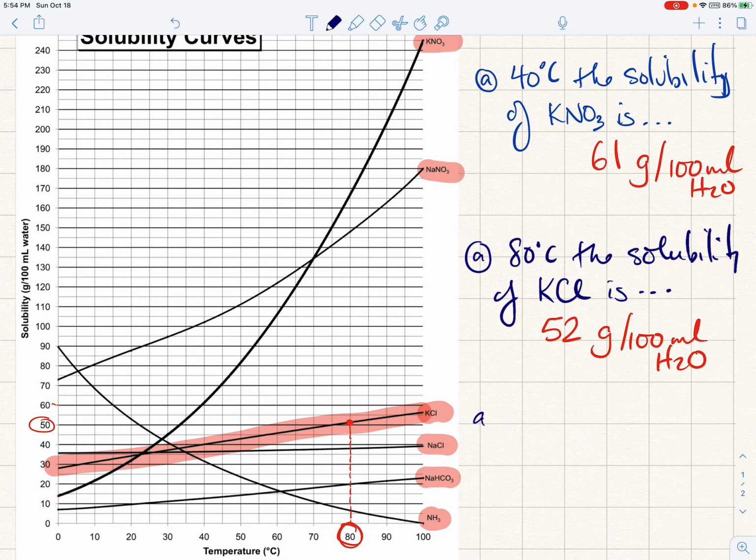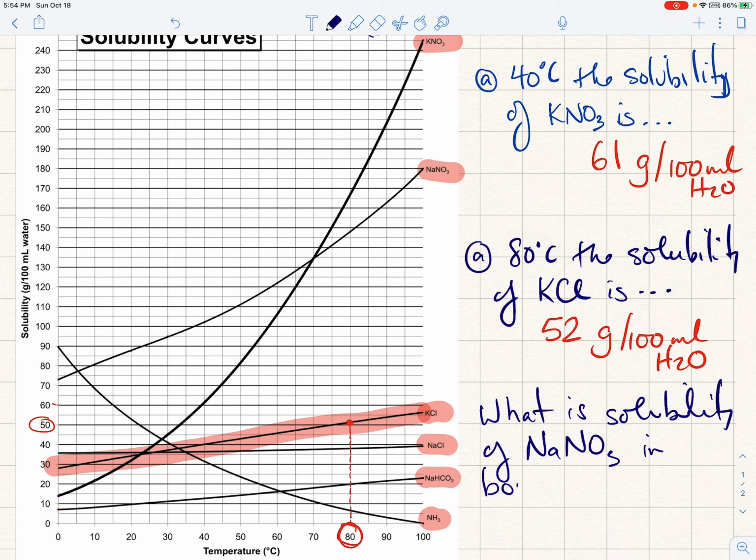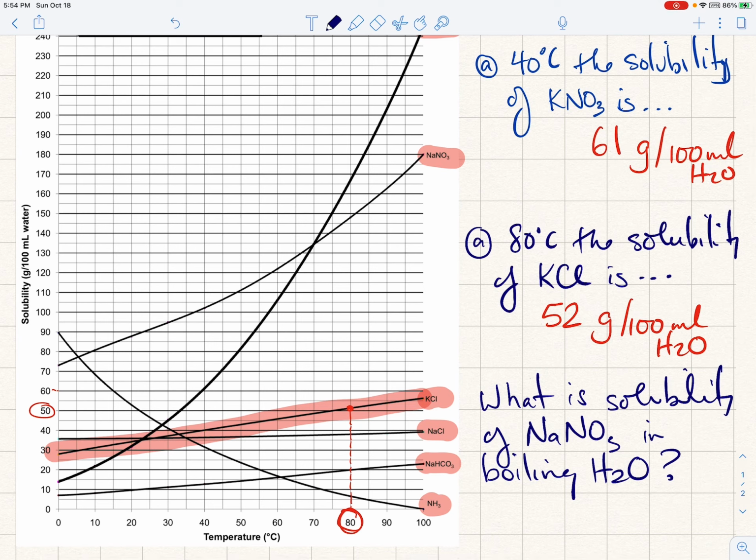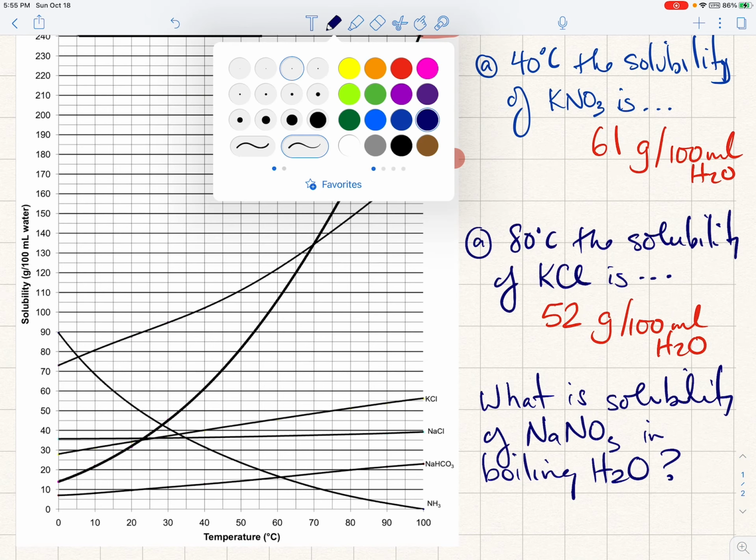Try another one. I'll rephrase this one. What is the solubility of sodium nitrate in boiling water? Boiling water. So boiling water, there's no temperature explicitly mentioned in that question, but you'd be expected to know that boiling water is 100 degrees Celsius. So really this is saying at 100 degrees Celsius.